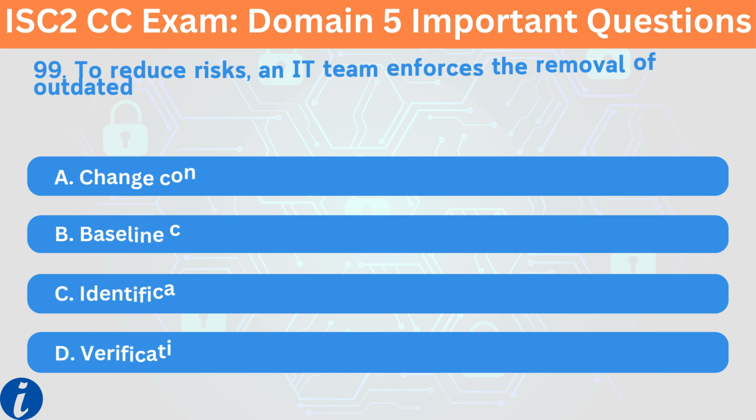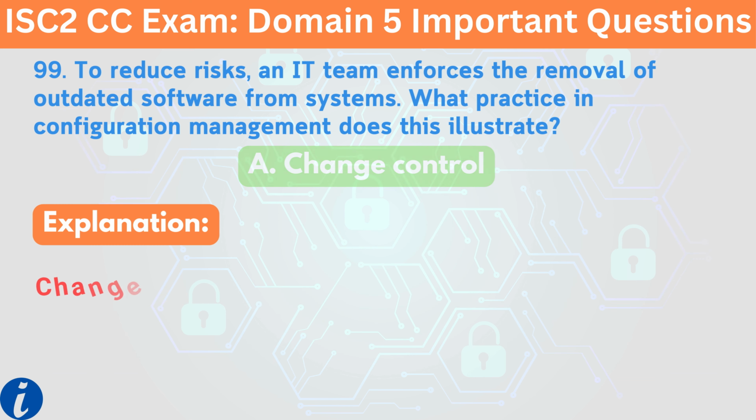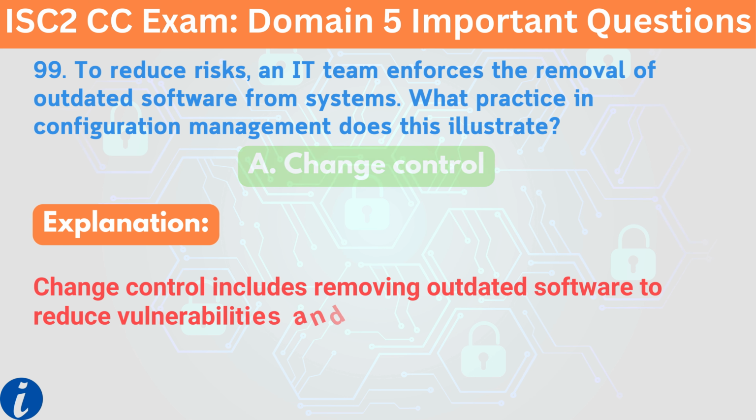99. To reduce risks, an IT team enforces the removal of outdated software from systems. What practice in configuration management does this illustrate? A. Change control. B. Baseline creation. C. Identification. D. Verification and audit. The correct answer is A. Change control. Explanation. Change control includes removing outdated software to reduce vulnerabilities and ensure system integrity.